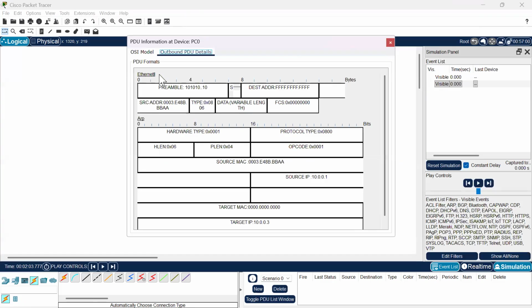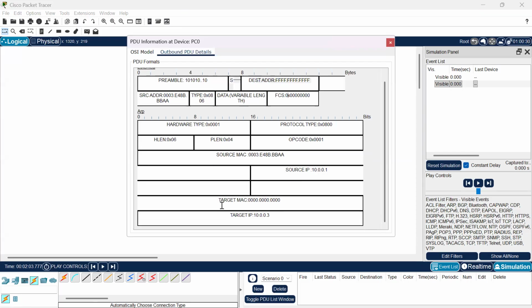Now you see in the detail what it shows here. Ethernet. This is the destination MAC address. And see here, this is what? Target MAC address all 0. So where do I find this target MAC address all 0? In the ARP header. Where do I find the destination address as all F? In the Ethernet header. Fine.